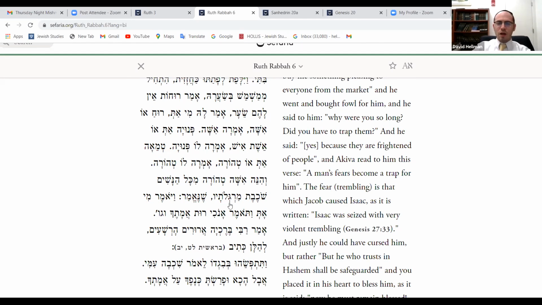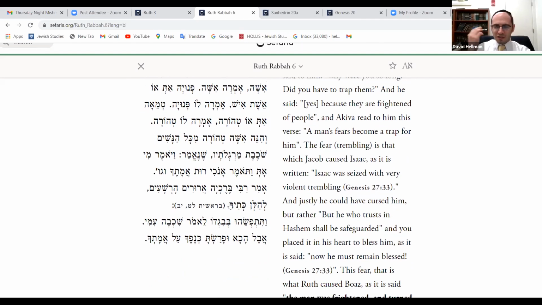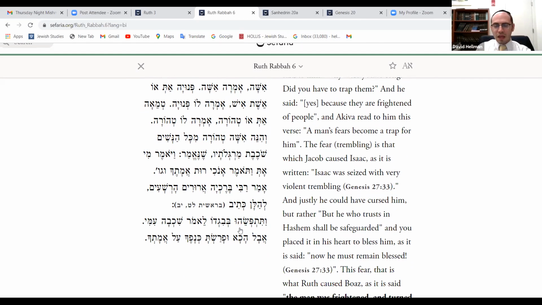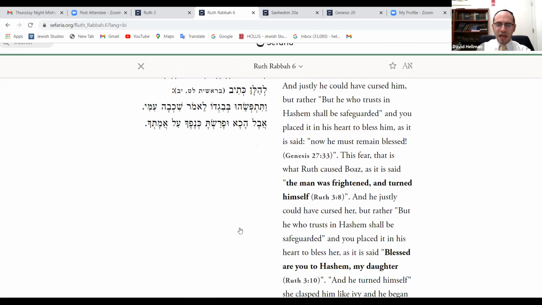V'hinei isha tahora mikol anashim shechavet marglotav, and the purest of women, this holy, righteous Ruth, was lying next to him, and that was his test.